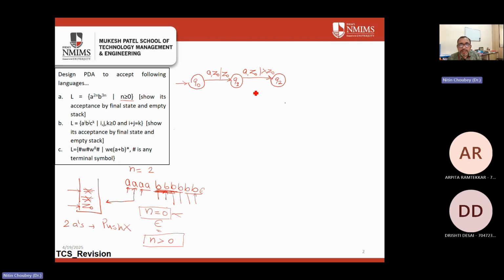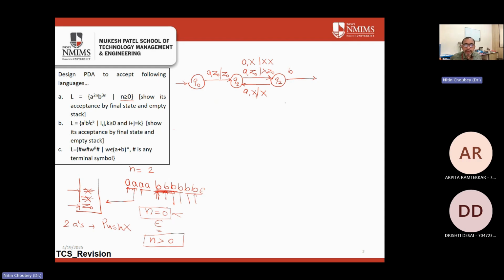So what we can do here is, let's go back to this scene again. A, but this time that stack top would be X. Keep X as it is. And for the next A available and stack top as X, push X on X. So this process will continue, right? And if we have even number of A's, in that case, this process will end in Q2 on the receipt of B.